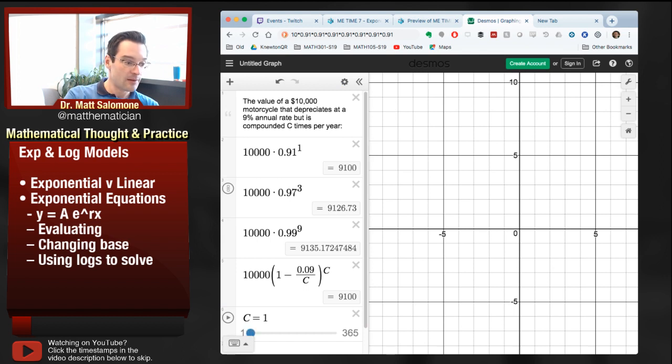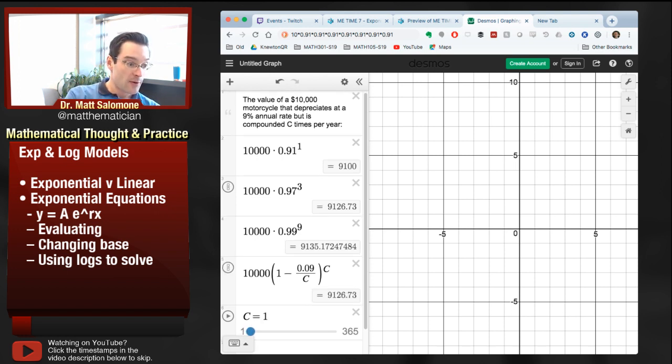So when I'm only compounding once per year, I get 9100. This was my original assumption. That's back from our simple interest. If I crank this up from 1 to 3, that gives me my 9126.73. Again, same annual rate of 9%, but now I've compounded it 3 times throughout the year. Crank it up to 9 times throughout the year. That gives me the, I can't quite get it, but the 9135 figure. But notice what happens as I crank this up higher and higher.